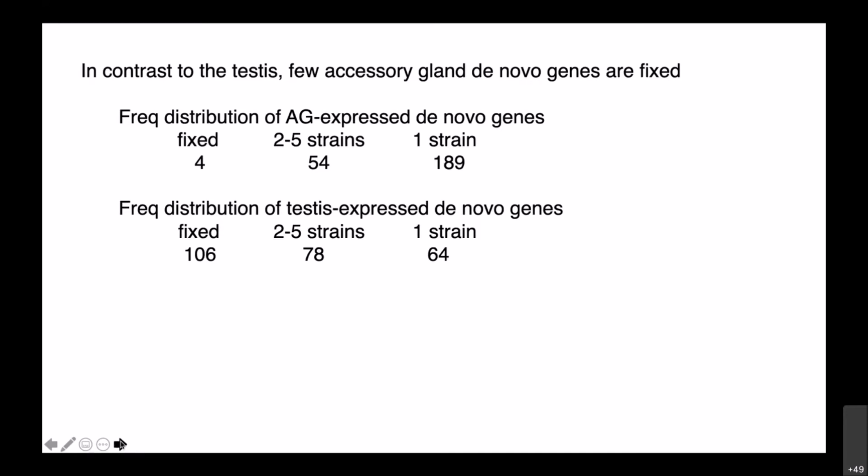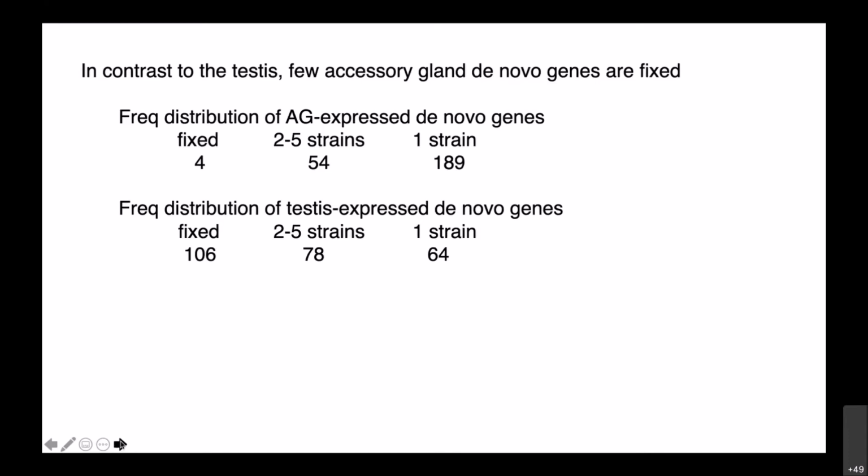That's very different from the testis, where there are relatively fewer expressed in only one strain and many more that were fixed. Now, one of our main tasks going forward is going to be to discriminate among the different possible explanations for this difference between the tissues.